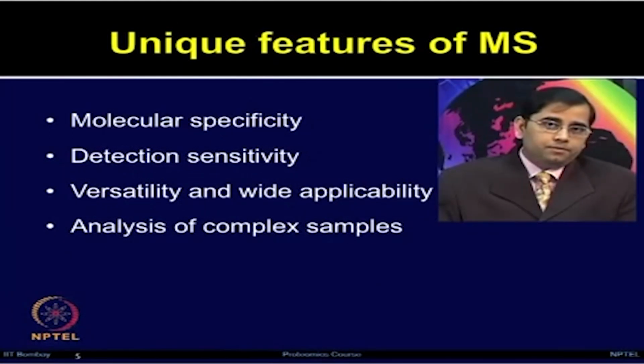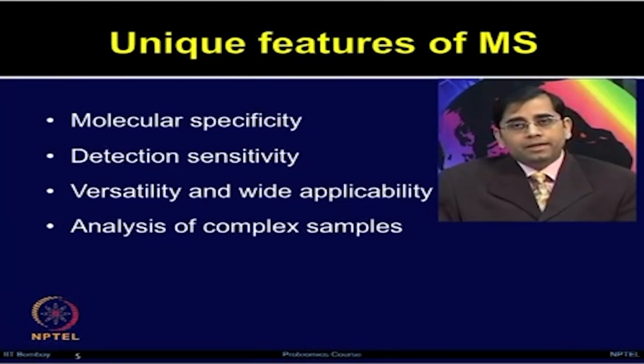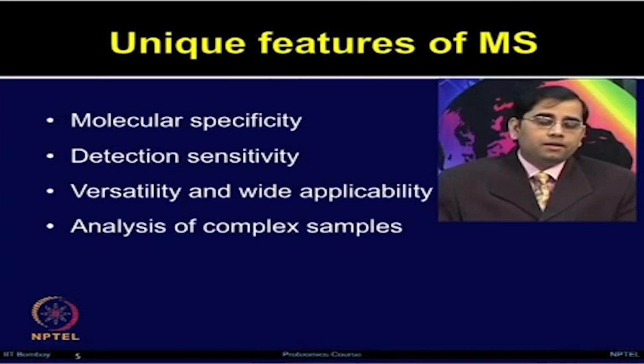So, what are the unique features of mass spectrometry? Molecular specificity. Due to its unique ability to accurately measure molecular mass and provide fragment ions of the analyte, mass spectrometry offers molecular specificity. It provides ultra high detection sensitivity. So, in theory, MS can detect even a single molecule, and sensitivity at the attomole and zeptomole level has also been demonstrated.